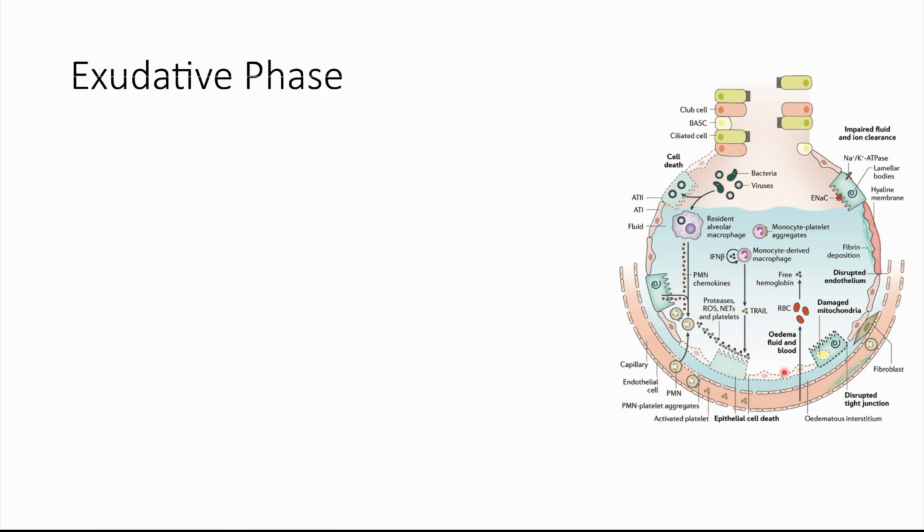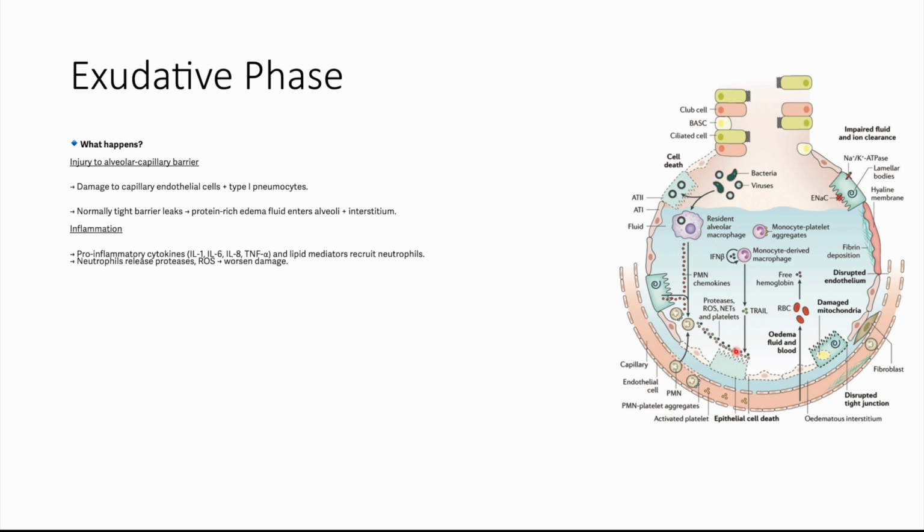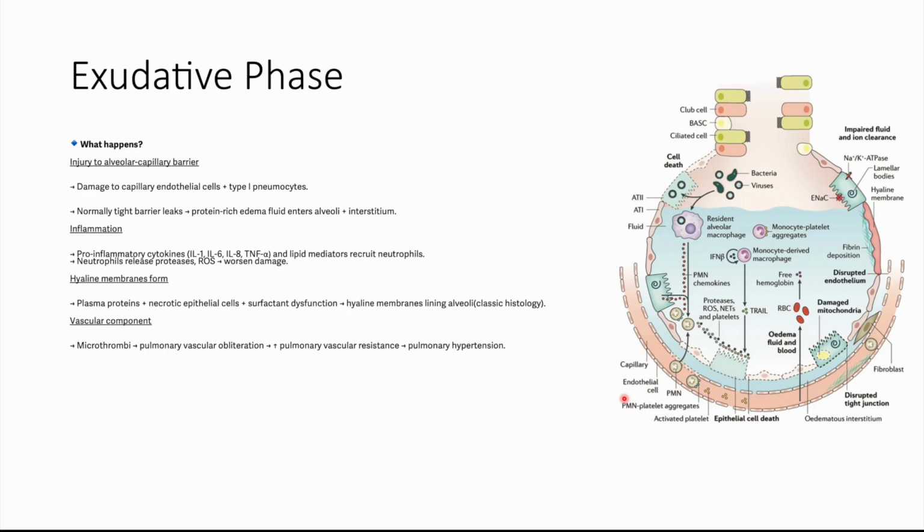What actually happens in the exudative phase? The alveolar capillary barrier gets damaged. This allows protein-rich fluid to leak into the alveoli. Neutrophils rush in, releasing toxic mediators. Then plasma proteins and dead cells combine with surfactant dysfunction to form hyaline membranes. That eventually will lead to pulmonary hypertension.